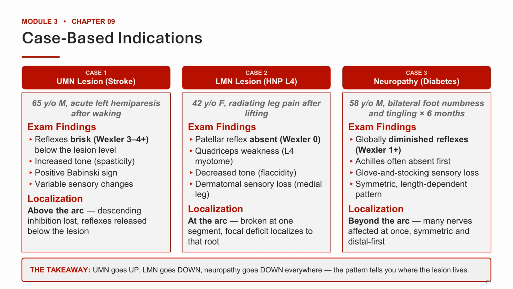Case 3. A 58-year-old man with 6 months of bilateral foot numbness and tingling. Reflexes are globally diminished, the Achilles absent first, with glove and stocking sensory loss in a symmetric, length-dependent pattern. Localization beyond the arc. This is not one broken segment, it is many nerves diseased along their length, the longest fibers failing first. 3 levels, 3 patterns, 3 mechanisms. And the reflex examination sorted them. UMN goes up, LMN goes down at the level. Neuropathy goes down everywhere, distally first.